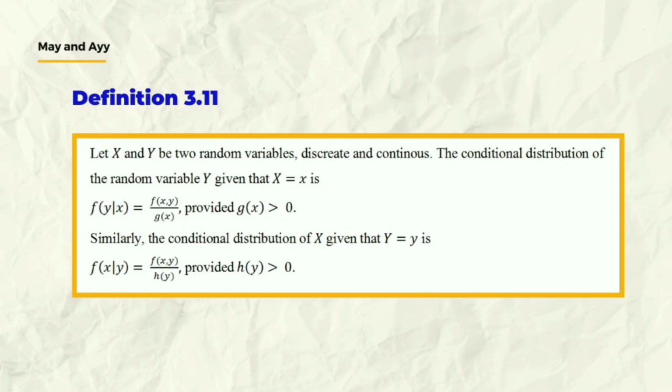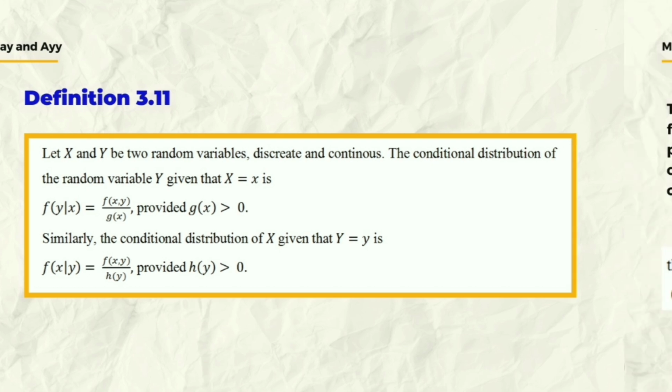Okay, so the next is the last definition, 3.11, and it says: let x and y be two random variables, discrete or continuous. Then the conditional distribution of the random variable y given that x equals x is f(y given x) equal f(x, y) over g(x), provided that g(x) is bigger than 0. Similarly, the conditional distribution of x given that y equals y is f(x given y) equal f(x, y) over h(y), provided h(y) is bigger than 0.